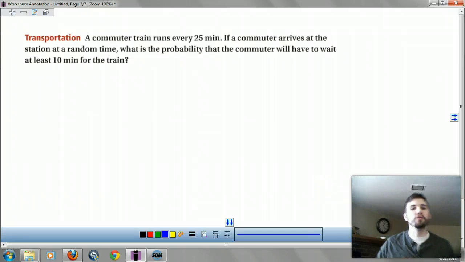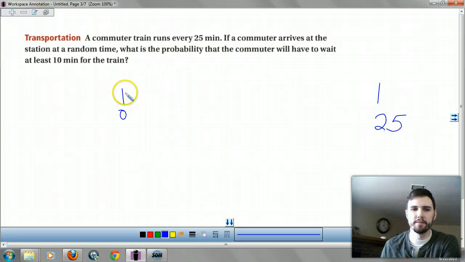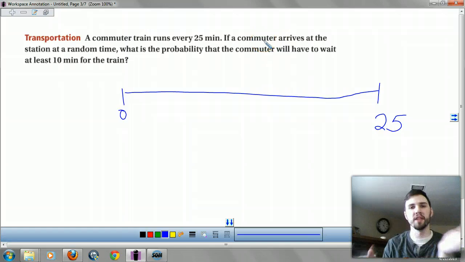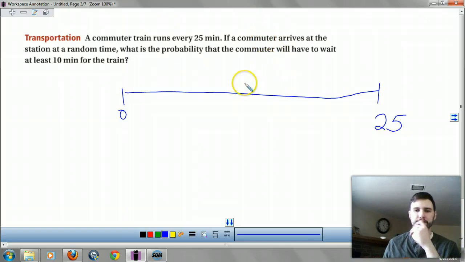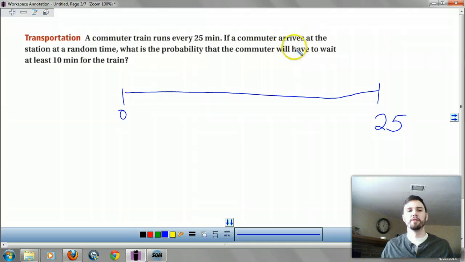A commuter train runs every 25 minutes. It arrives randomly. What's the probability that the commuter will have to wait at least 10 minutes for the train? So the train goes every 25 minutes, right? So that's the number line of time. And we want to see how long it'll take where you have to wait for 10 minutes.